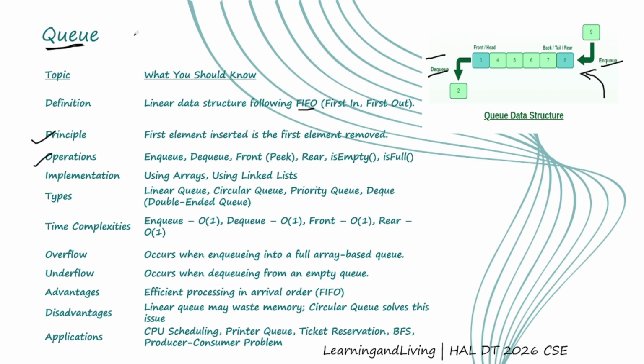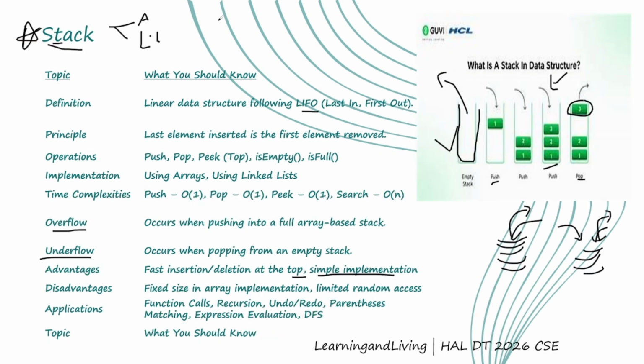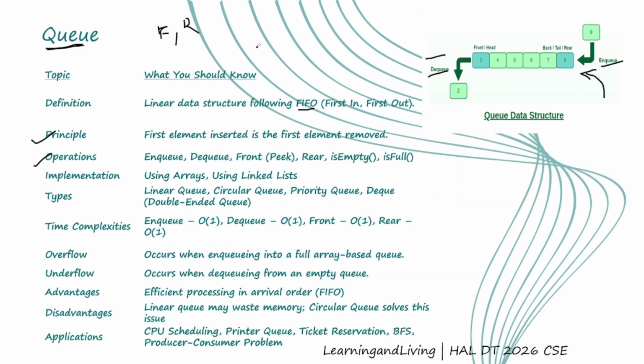Queue contains front and rear positions, while our stack contains the top, the element that is present at the top. Now coming to queue, this can be implemented using arrays as well as linked lists. And there are different types of queues such as linear queue, circular queue, priority queue, and dequeue. Dequeue is nothing but double-ended queue. On both sides, insertion and deletions can be performed.